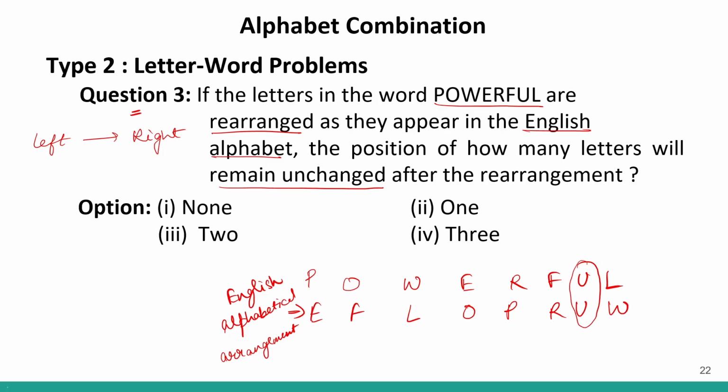P has changed to E, O has changed to F, W has changed to L, E has changed to O, R has changed to P, F has changed to R and L has changed to W. The only one that is not changed is U. So the answer will be option number 2, 1. Only one letter has not changed.